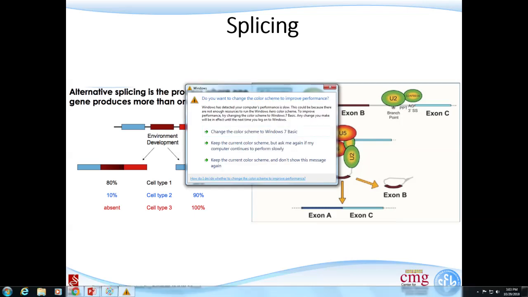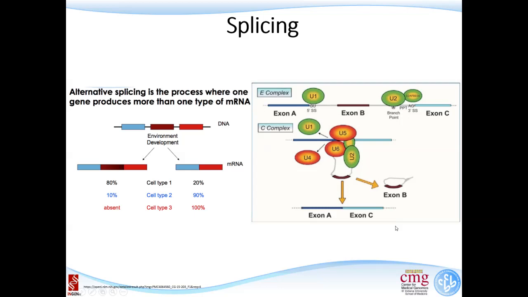On the right side, you see just the classic model of the spliceosome complex and how exons or introns are spliced out. In this case, what you see is exon B is actually being spliced out. You have the U1 and U2 proteins recognizing the splice sites from the surrounding exons. And basically, the spliceosome assembles on the area that's going to be removed, and what you end up with is a shorter transcript.